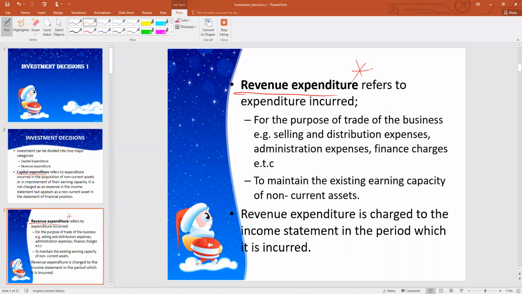Maybe just make a key note here. The cost you incur in order to maintain the existing earning capacity of an asset. You are KQ, you have airplanes. So the amount you incur to ensure that if the life of the airplane is 40 years, the asset does make 40 years, this is a revenue expenditure.